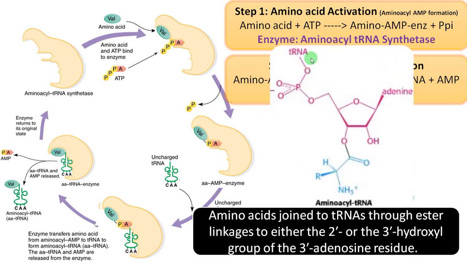So this is the actual bonding. There is tRNA, at the amino acid acceptor arm there is an adenine residue, and this is the amino acid. As you can see, the amino acid is joined to tRNA through ester linkage. This is the ester linkage to either the second position or third hydroxyl group of the adenine residue. Here it is the third position. The amino acid is bonded to the tRNA by ester linkage at the third position of the adenine residue.